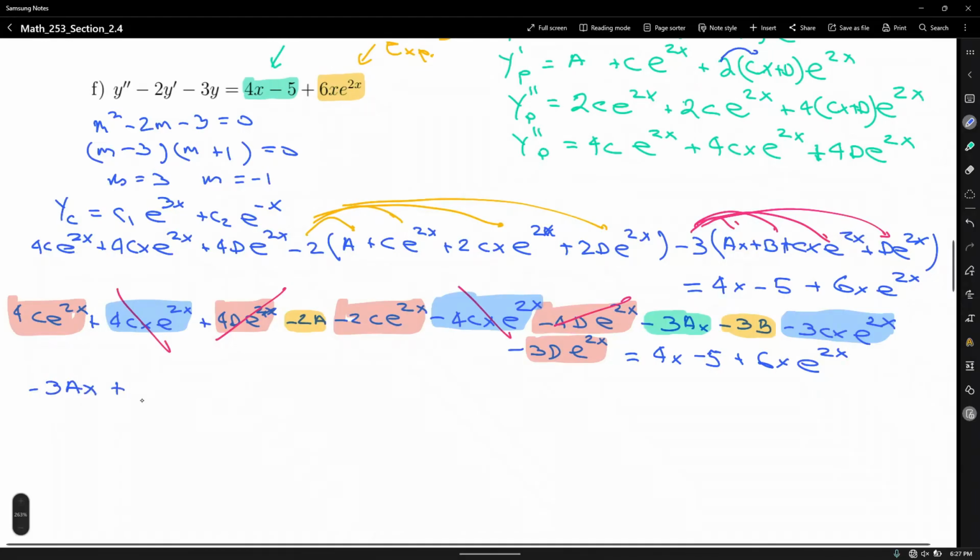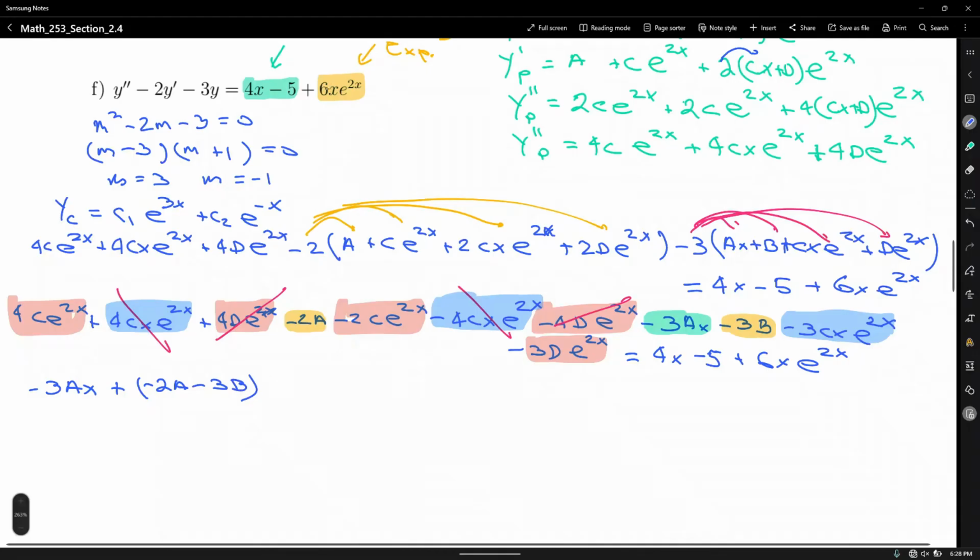Plus, I'm going to open parentheses for the next term, which is just the constants. The constants will be, okay, what do we have for the constants? Negative 2a minus 3b, okay? Negative 2a minus 3b.